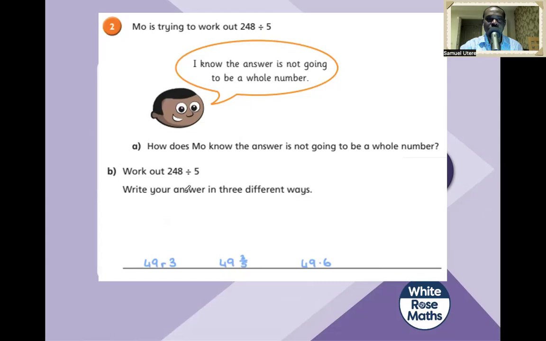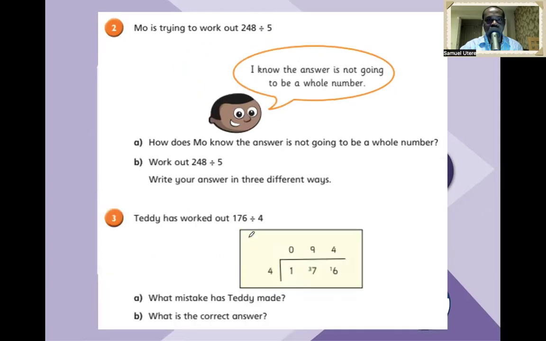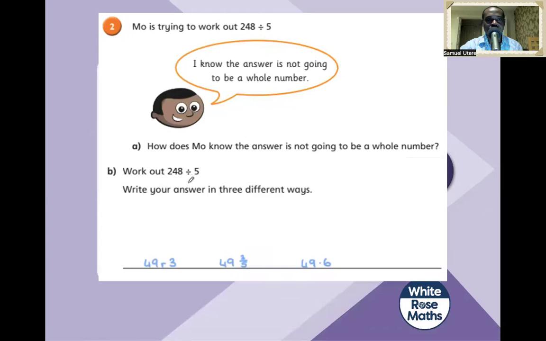Of course we know, because when you work this out, you're told to write your answer in 3 different ways. So you can see it there. Writing your answers in 3 different ways. So this is the answer for question 2. So you can see you have a remainder 3.